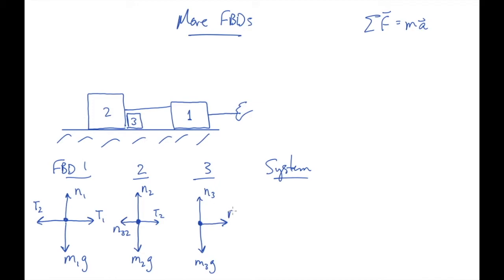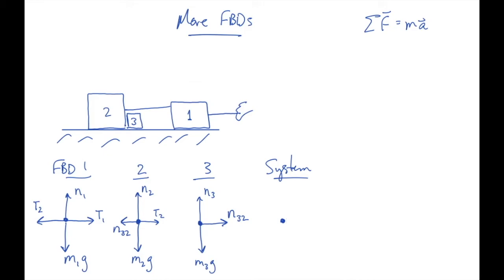So I'm going to call this the same thing I did on block 2's free body diagram. I'm going to call it N32. Magnitude and direction. All right, last one, the system free body diagram.